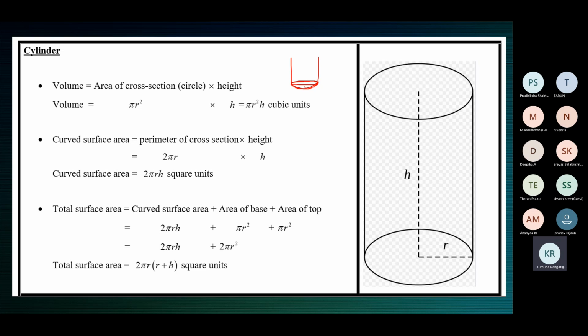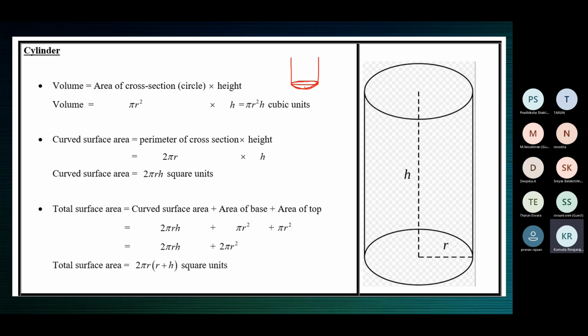So if you want to paint the tumbler from the outside, you will have to run the brush all along the curved surface area and the circle which is at the bottom. There is no circle on the top, it's open. So you have to generate the formula. These are the standard ones: volume, curved surface area, and total surface area.